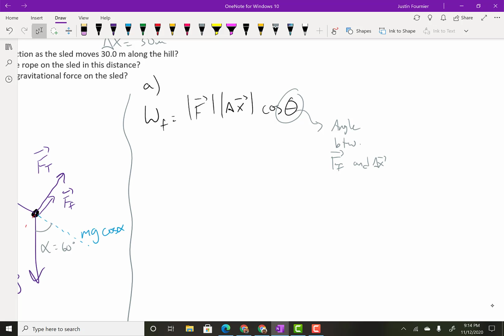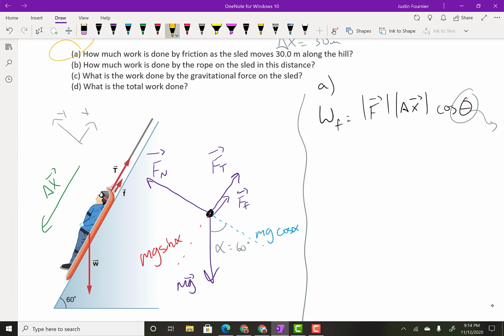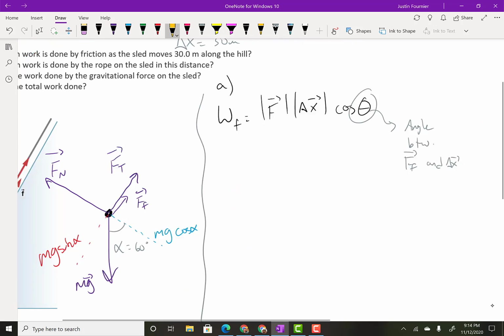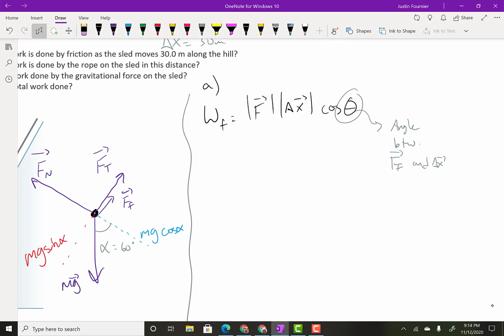So the first thing they're asking me to calculate is how much work is done by the friction force as the sled moves 30 meters along the hill. To calculate the work, it's just the magnitude of the force, so that's going to be the magnitude of the friction force multiplied by the displacement multiplied by cosine of theta. And this is where I want to be careful. This is why I'm using alpha for the slope, because theta is the angle in this general formula. Theta is always the angle between the force and the displacement. In this case, it'd be the frictional force and the displacement.